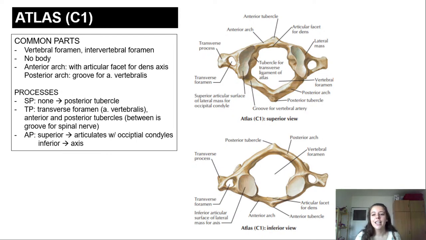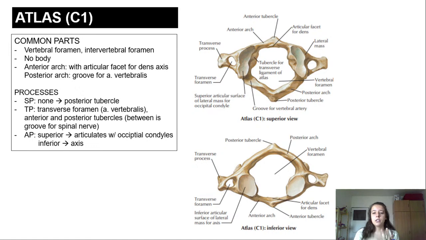And then the posterior arch has the posterior tubercle and the groove for the vertebral artery. It is the only vertebra that has the groove for the vertebral artery. Why? Because as you can see here, the transverse foramen, that we'll talk about, from C6 to C1, the vertebral artery is going to extend through them. And then on C1, it is going to exit, and it is going to go over the groove for the vertebral artery, sulcus arteriae vertebralis, and it is going to enter the skull for supply of the cerebellum and cerebrum and etc.